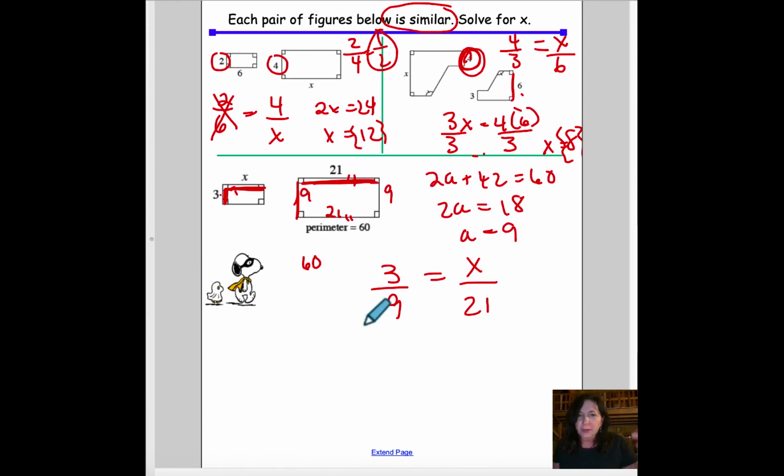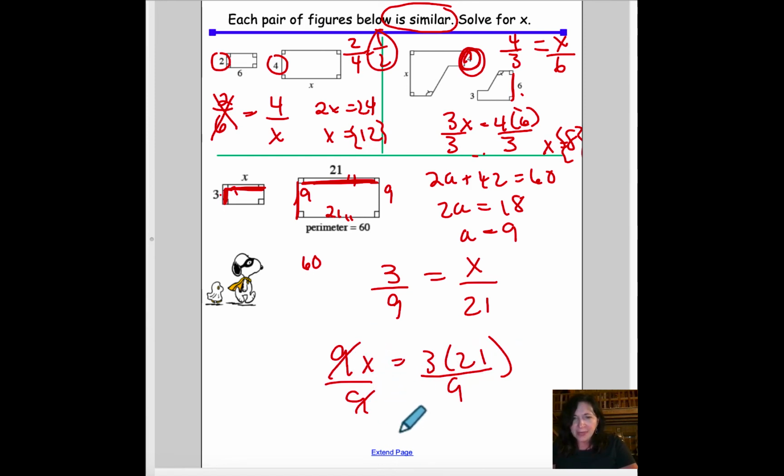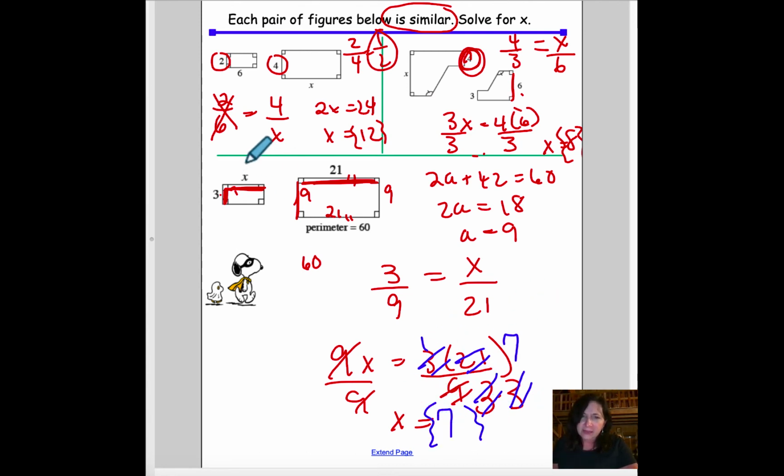And so therefore, I'm going to cross multiply. I get 9x equals 3 times 21. I'm going to divide both sides by 9. And then I get x equals, let's see, 9 can be broken down to 3 times 3. And I'm just going to go, well, this 3, I'm going to cancel into this 21 and get 7. This 3, I'm going to cancel into that 3 and just get 1. 1 times 7 is 7. So that means that x is 7. So this side here is 7.